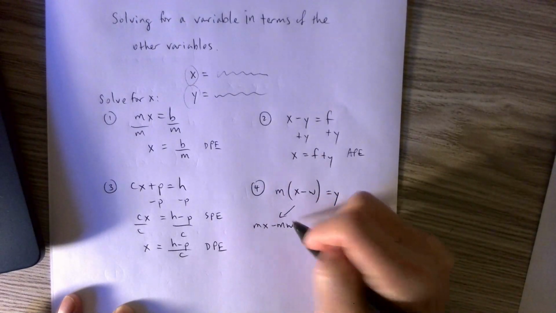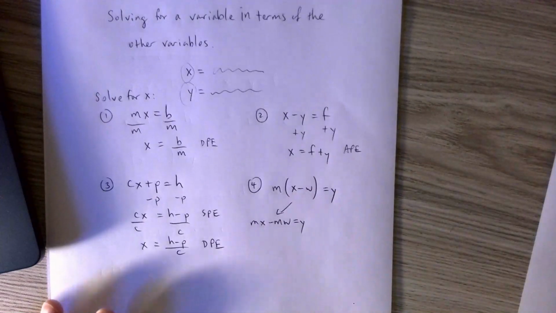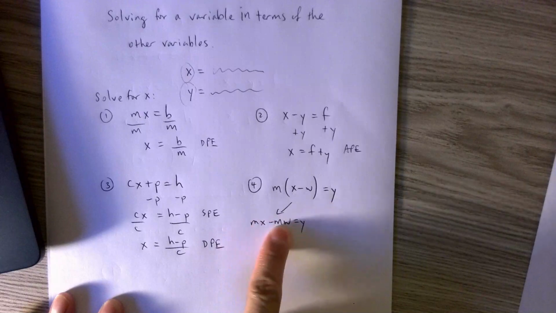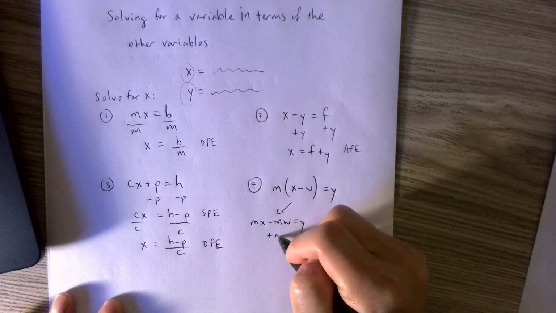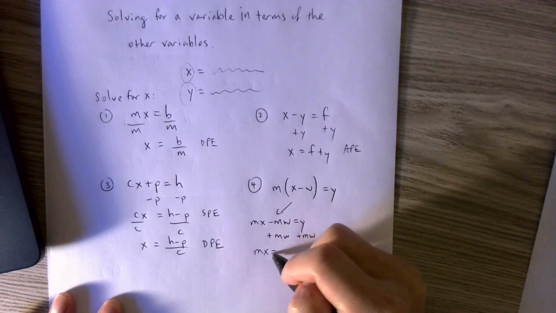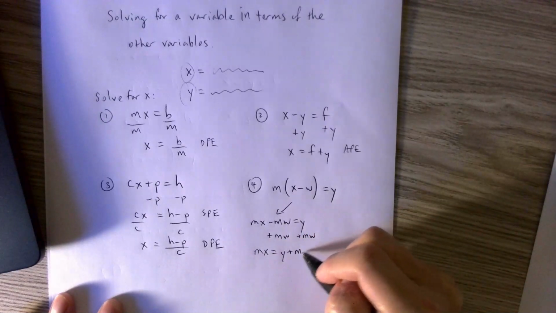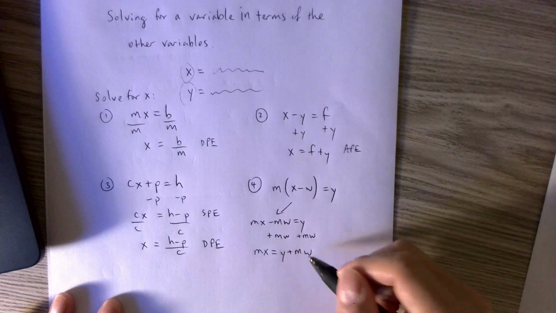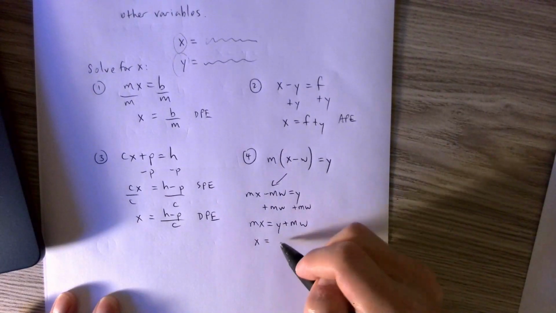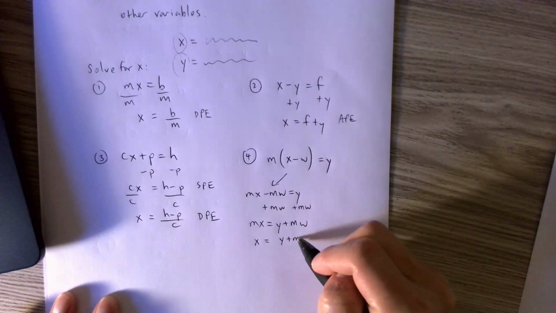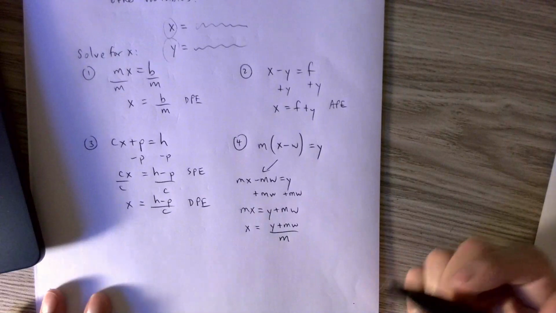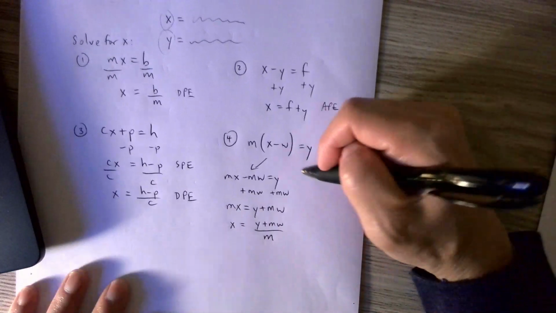Okay, parentheses are gone. Now the x is still buried in the mx, so I've got to get rid of the mw. That was APE. And then I divide by m on both sides. And that was DPE. Okay, so that's one way to do it.